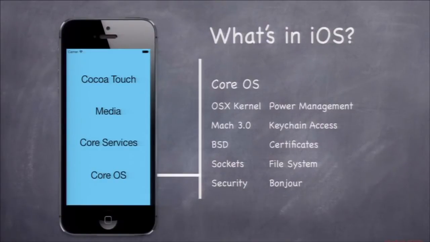Plus, you're getting a bunch of other stuff that's kind of specific to a mobile device like this, like power management and keychain access to kind of manage the security of things. Bonjour, which is this kind of network, finding other things on the network. So it's got all that stuff. It's a very powerful underlying operating system.